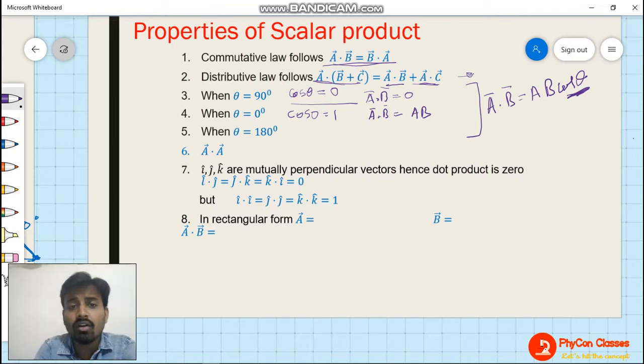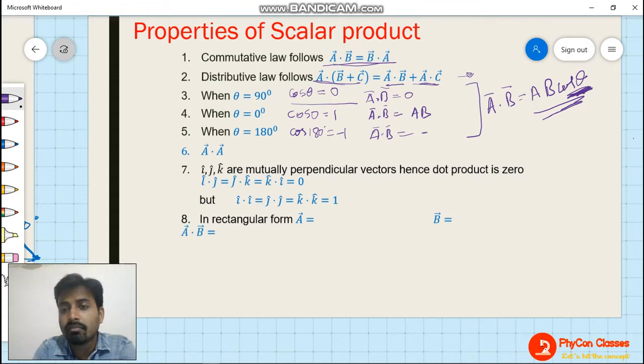Clear? Now, for the cos 180 value, do you know? Cos 180 value is minus 1. So A dot B will be, tell me from here, AB, then cos 180 is minus 1. So the answer is going to be minus AB. Clear? So these things are clear.